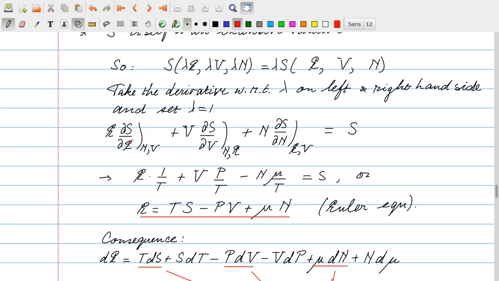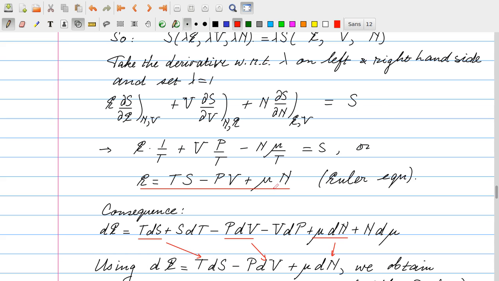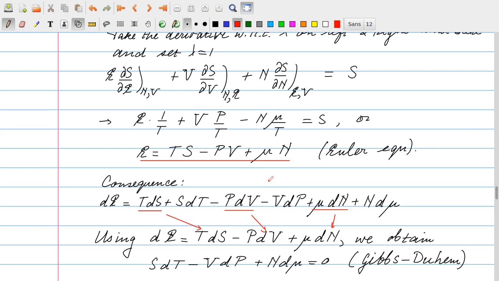And now I realize that we know that dS/dE is 1 over T. Furthermore, dS/dV is P over T, and dS/dN is minus mu over T. So I get this relation, which after multiplication by T and moving E to the left hand side gives me this expression: E is TS minus PV plus mu N. An important relation in thermodynamics, and it's called the Euler equation.